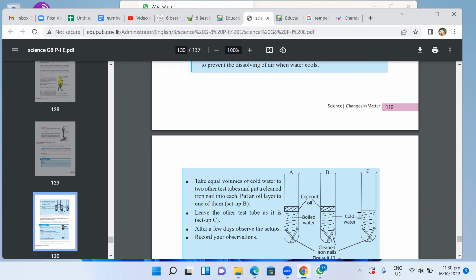The reason is that in the cold water there is an amount of dissolved oxygen. So this iron nail will react with the oxygen, and it is also open to the environment, so it will take oxygen from the environment as well. When the iron nail reacts with oxygen, the amount of oxygen in the water will be less. Then it will take oxygen from the water environment.